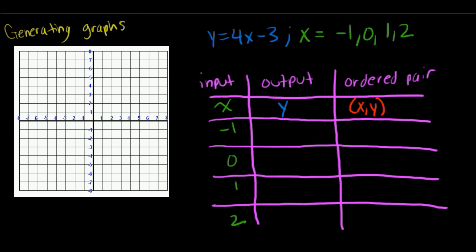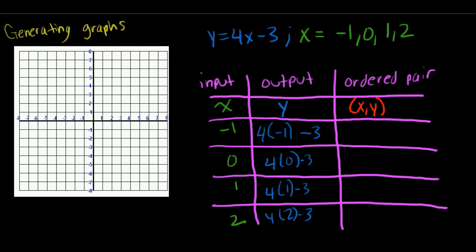Here we're going to be generating a graph using an equation and the x-coordinates given. We're going to input the x-coordinates into the equation and then produce a y-coordinate in order to create ordered pairs. So we can start by inputting -1 into the equation for x. Then we're going to do the same with 0, the same with 1, and we're also going to input 2.